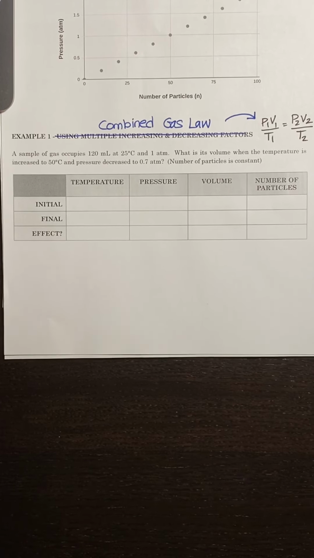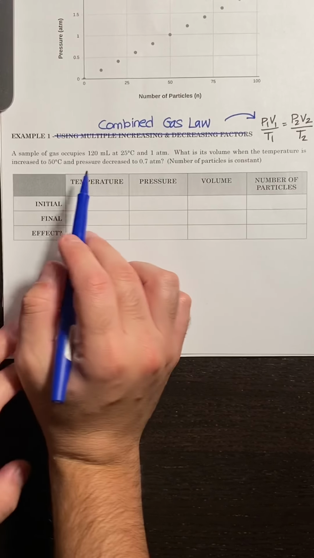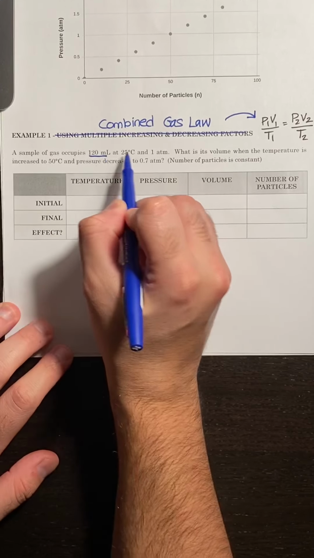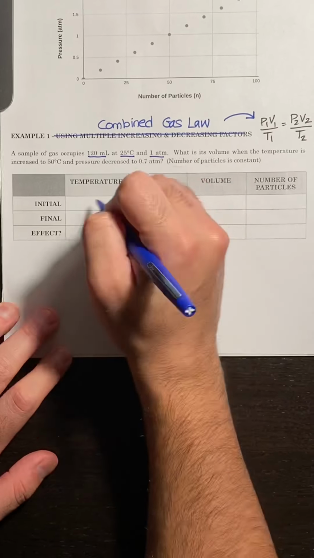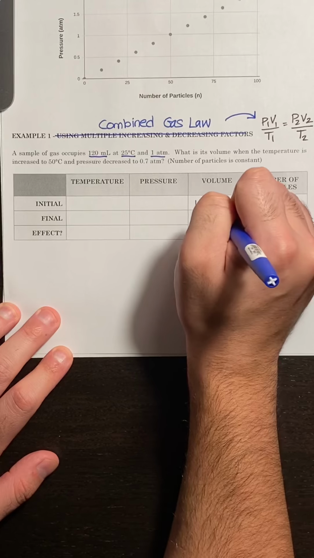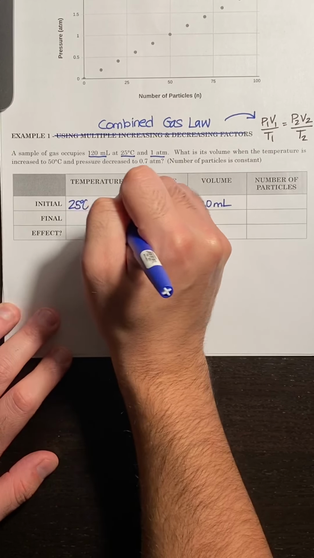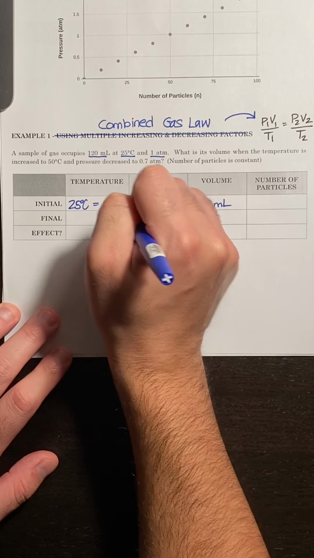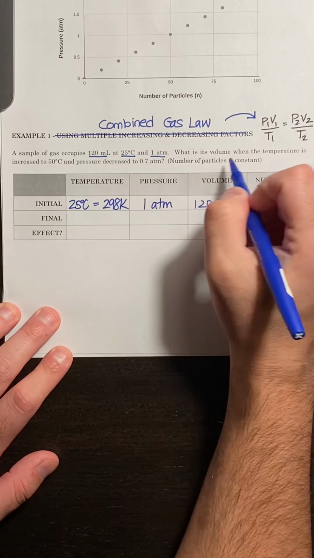Alrighty, hey honors chemists, let's do a sample problem using the combined gas law. This combines multiple factors. A sample of gas occupies 120 milliliters at 25 degrees Celsius and 1 atmosphere. That's initial. So 120 milliliters, 25 degrees Celsius, which I'm just going to quickly put into 298 Kelvin (add 273), and 1 atmosphere. What is its volume?